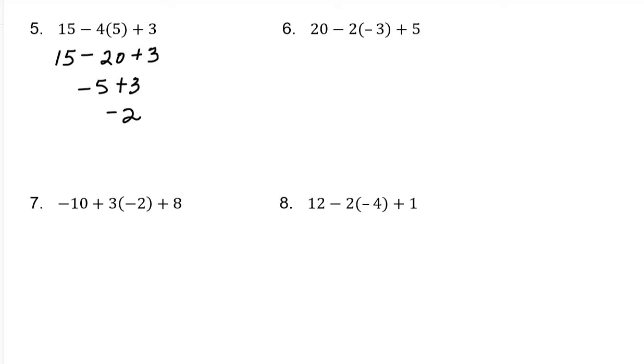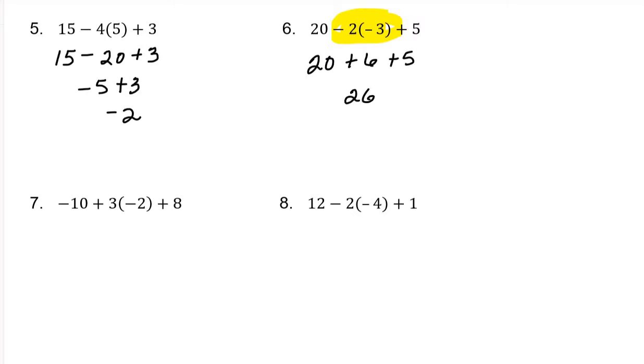On problem 6, I'm going to do this one just a little bit different. I'm going to go ahead and bring down this 20, but I'm going to think of this middle part as -2 times -3. And -2 times -3 is going to give me a +6. So this is going to be +6 and then +5.